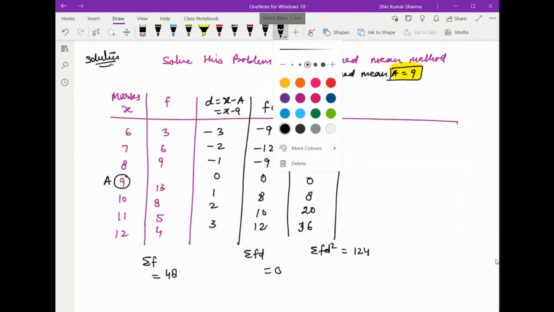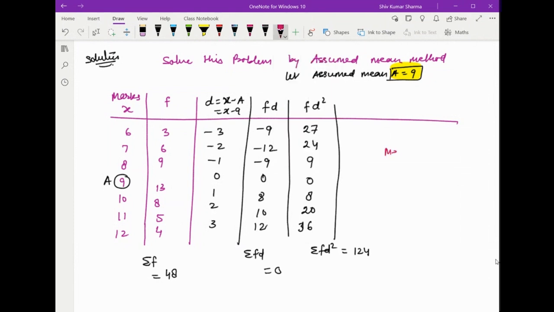Now we start with the mean. While calculating the mean, we have the formula A plus summation of fd upon summation of f. This is the formula for the assumed mean method. So A is 9, plus summation of fd is 0, upon summation of f is 48. So this is equal to 9 plus 0, which is 9. So our mean is equal to 9.